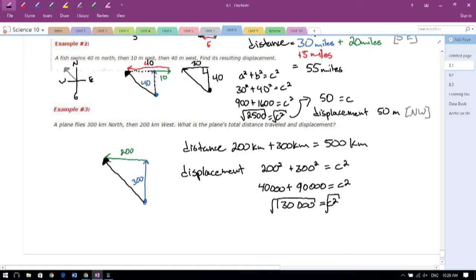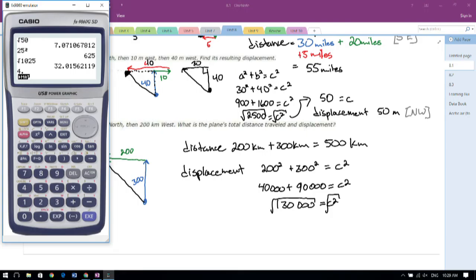Did I get the other ones right? Double check. Oh, sorry, it was 200 squared, not 400 squared. 40,000 plus 300 squared, which was 90,000, 130,000.